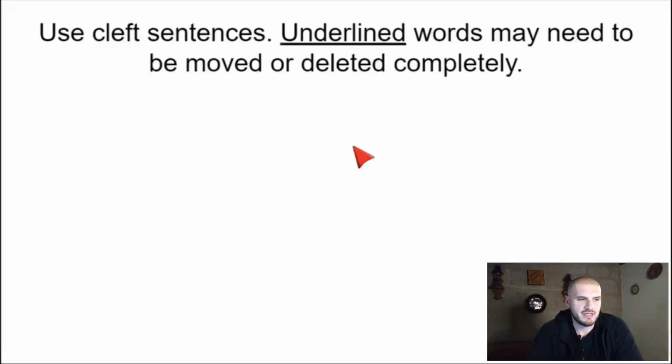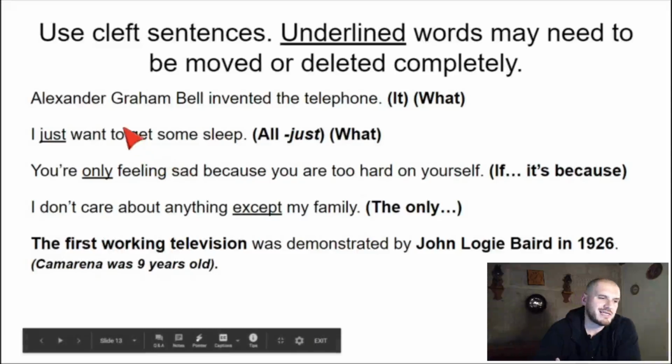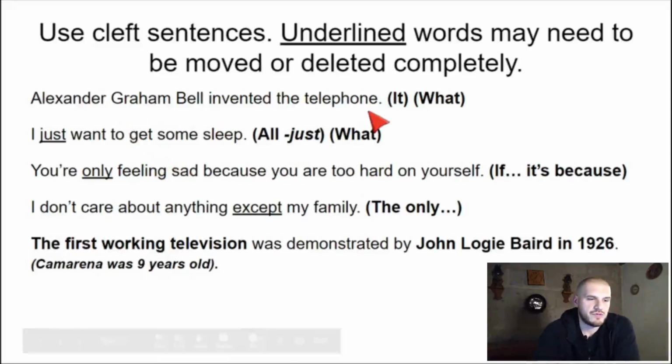So here's an activity. Use cleft sentences. Underlined words may need to be moved or deleted completely. So we have 1, 2, 3, 4, 5 sentences here. So the first one says, Alexander Graham Bell invented the telephone. And I want you to use it and what. Okay, so 2 different types of cleft here. I want you to make this sentence 2 different ways. One with it was, and then what, okay?